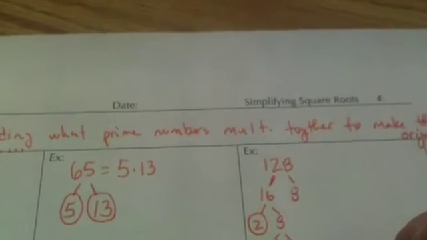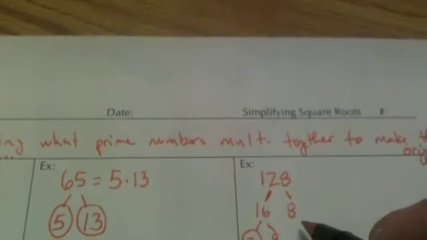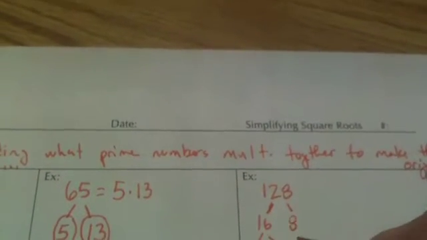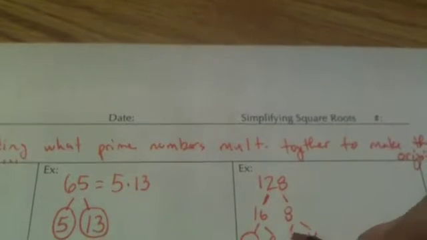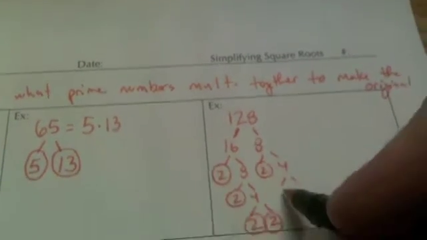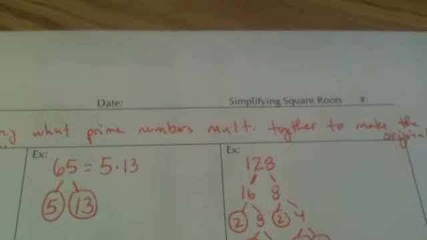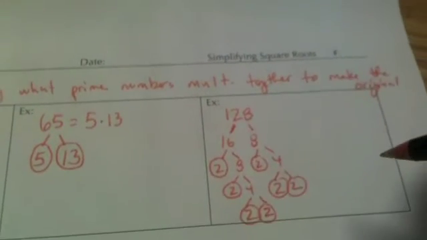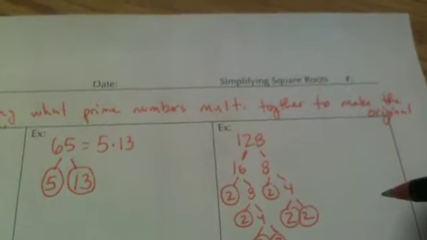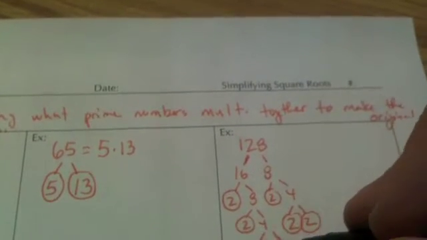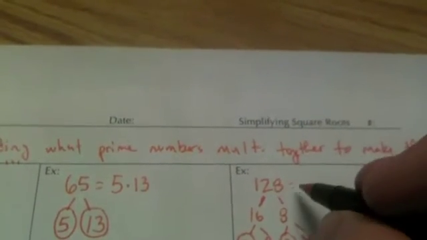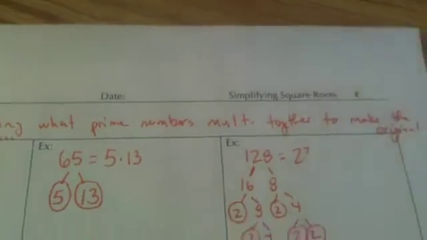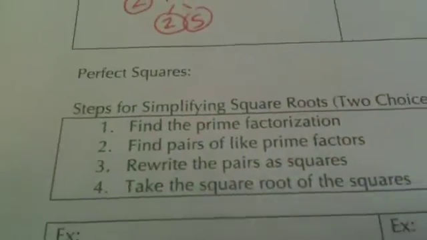So I broke the 16 down this way on the tree. On this other side, I still got to break down the 8. It's not prime. 2 times 4. This 2 is prime. And 4 is 2 times 2. Both of those are prime. So basically, we have a bunch of 2's here. 1, 2, 3, 4, 5, 6 2's. No, actually 7 2's. 1, 2, 3, 4, 5, 6, 7. So we write the prime factorization as 2 to the 7th power. Okay? Very good. All right, now move down.